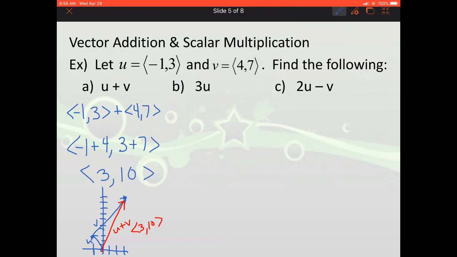All right, so let's take a look at 3u. So 3u is really 3 times vector <-1, 3>. So it's 3 of them, and it's like we're distributing. We're just multiplying each component of this vector by 3. So we get <-3, 9>.